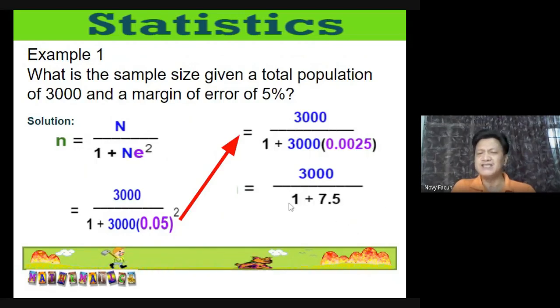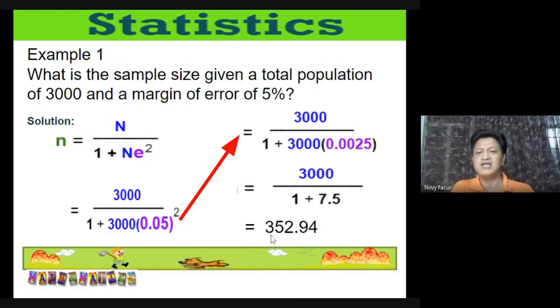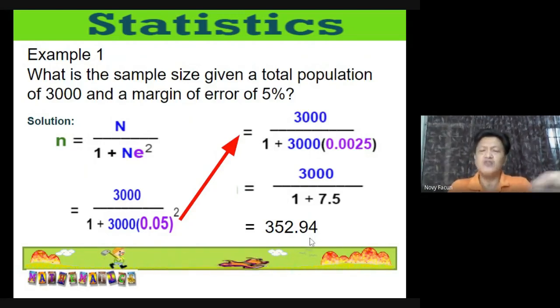I-add mo ngayon yung nasa denominator mo. This will become 8.5. Ngayon, i-divide mo ngayon si 3,000 by 8.5. And the quotient is 352.94. So kung babalikan natin yung sample size ang hinahanap natin. Wala namang taong or wala namang respondent na meron tayong representative as 352.94. Di ba? So wala namang taong ganon. So ibig sabihin yan, i-round off natin yan.